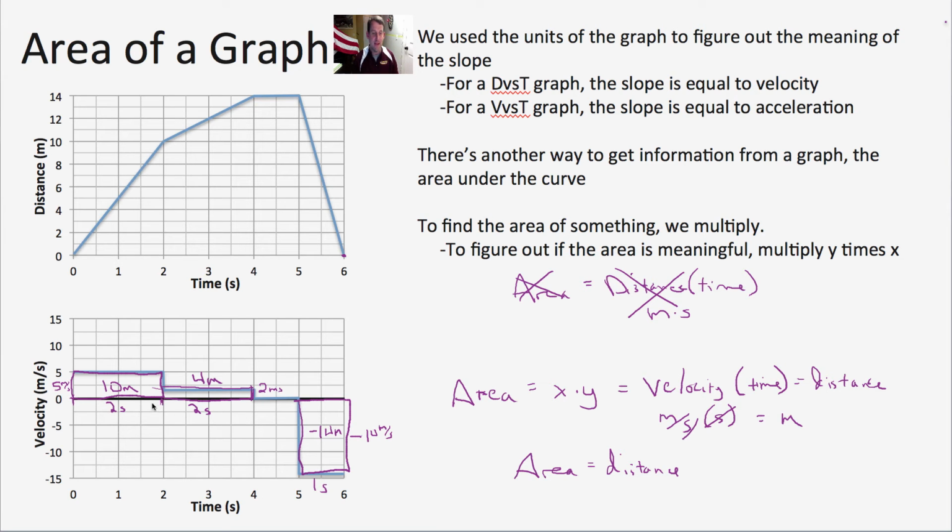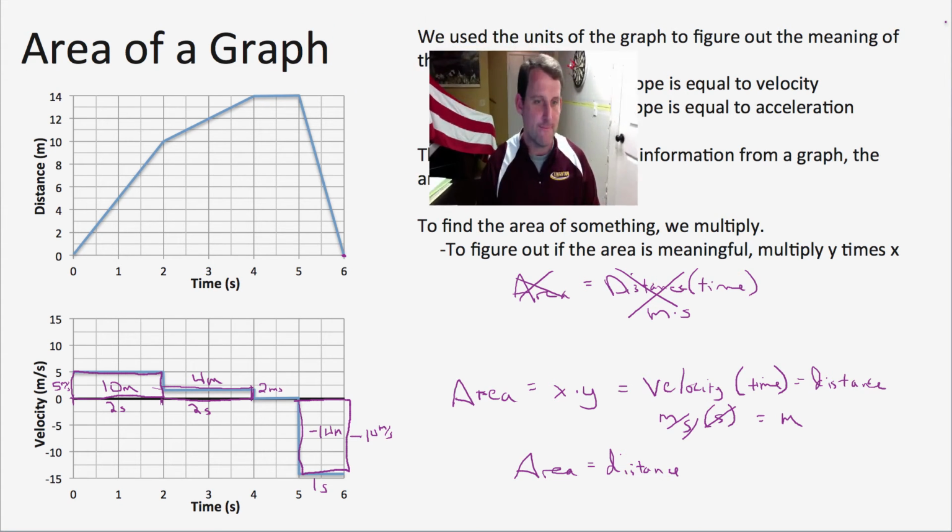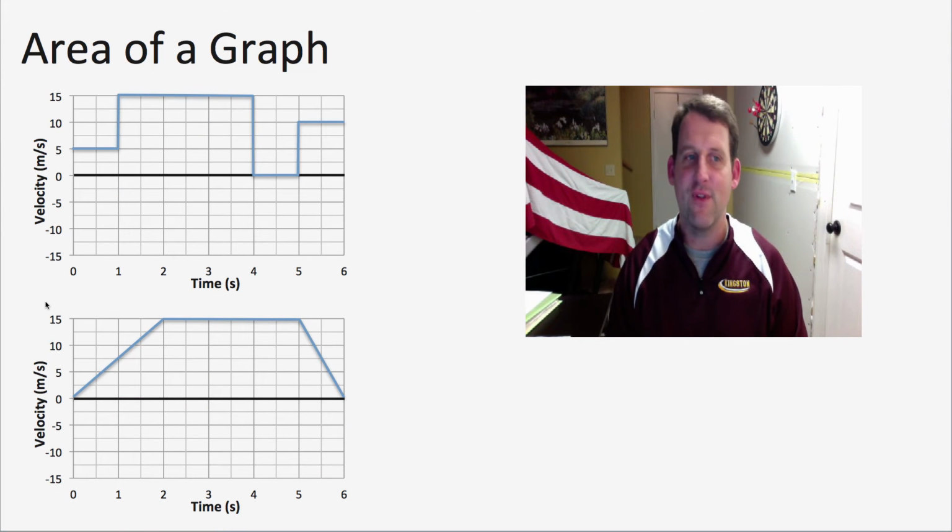The area of the graph is meaningful for a velocity time graph, and its meaning is distance. It's how far something's traveled. Let's look at a few examples real quick. So I've created different velocity versus time graphs to help see how to calculate area of these graphs.